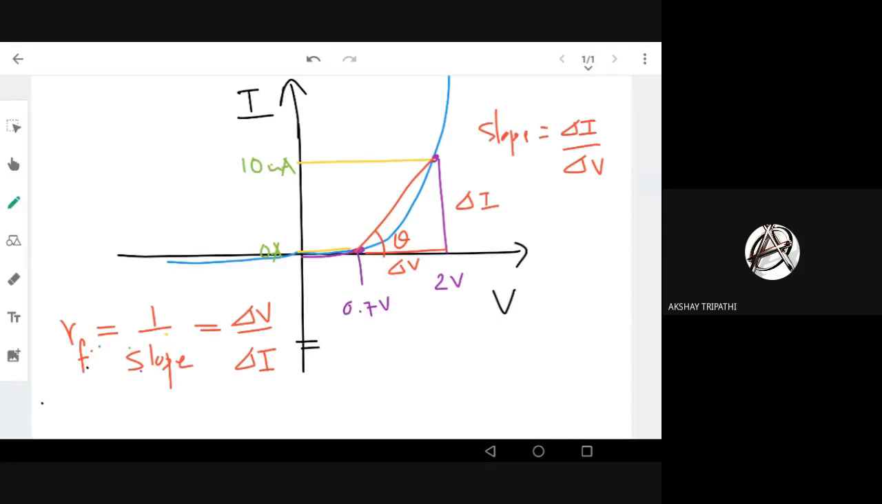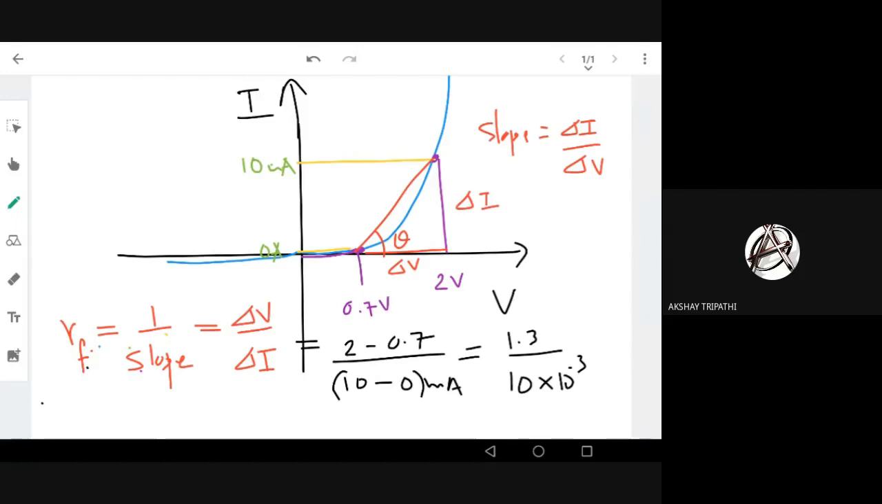So what is delta V? 2 minus 0.7, the change in voltage. And how much current? 10 minus 0 milliampere. So this resistance is 1.3 divided by 10. I think I have taken too much current; 10 milliampere is a bit too much. Usually a diode can take 10 to 15 milliampere, but it's fine. Though 2 volt is a bit less here. Anyway, we'll take 10 milliampere, 10 raised to minus 3.